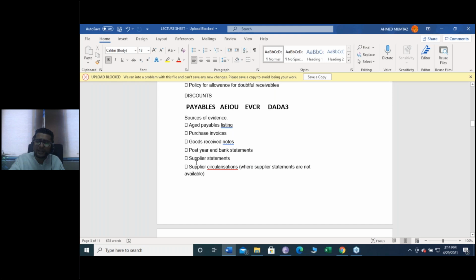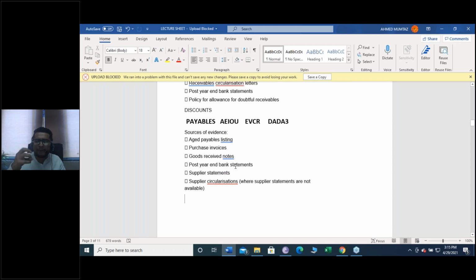In order to verify year-end supplier balances and the existence of suppliers, you can circulate supplier circularization. In order to verify the supplier payable balance, you can select a sample from the payable balance and follow it up with the purchase invoice and with the goods received note.